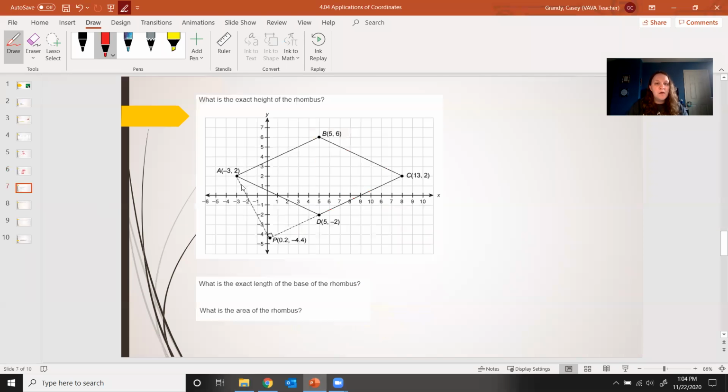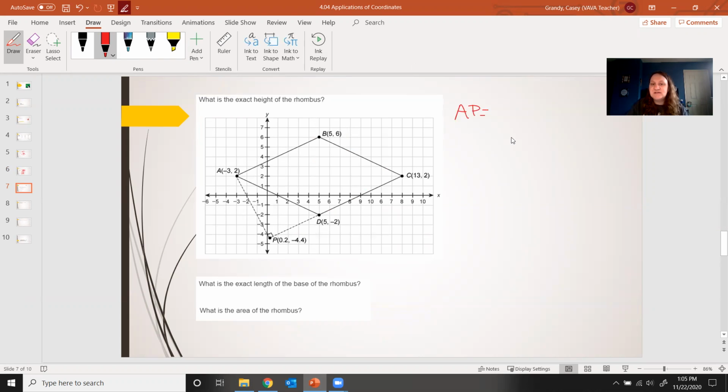Moving on. He wants to know, what is the exact height of the rhombus? So the height of the rhombus would be here, a line that is perpendicular from base to base. It's not drawn there. However, it is here. AP would also be the height. That would be the same distance as if I had drawn the height in over here. So if it says what's the exact height, well, we're going to calculate the distance between A and P. So let's do that.